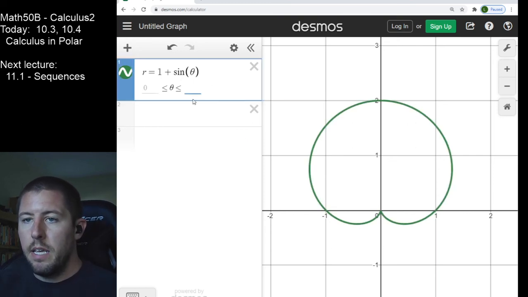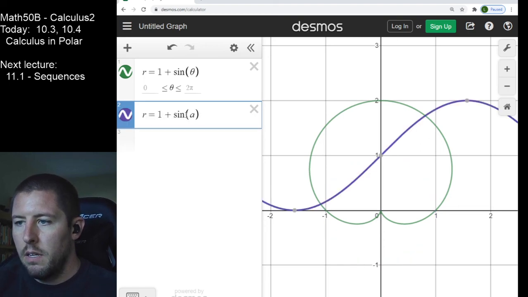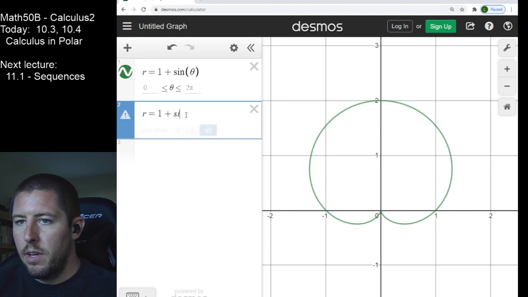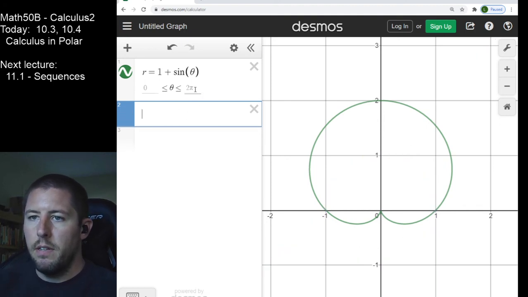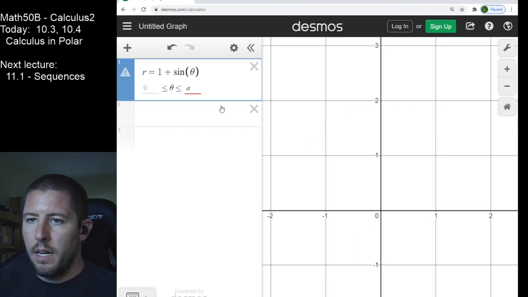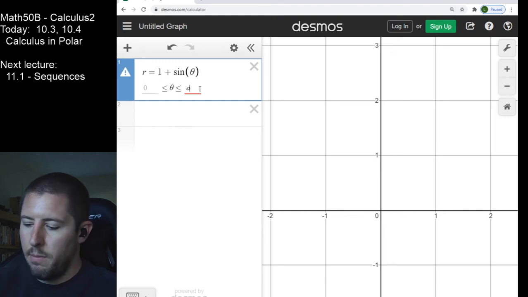For some reason I can't seem to do parameters in here anymore, which is very frustrating. Can I do this and make an interval for a? No, not allowed to do parameters anymore.